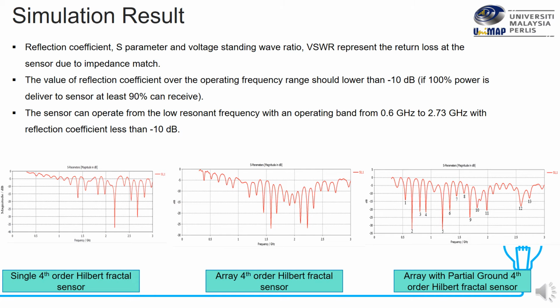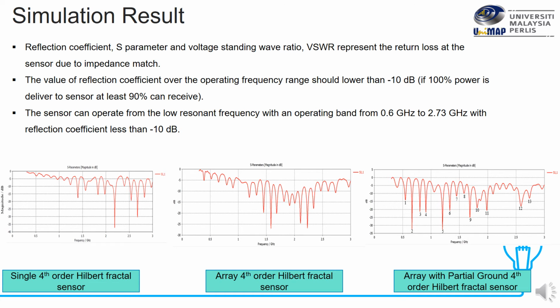For the simulation results, this paper focuses on three simulation results, which are the reflection coefficient, or S parameter, the voltage standing wave ratio VSWR, and the last one is the 2D radiation pattern. For the S parameter, the value of the reflection coefficient over the operating frequency range should be lower than negative 10 dB. In other words, if 100% of power is delivered to the sensor, at least 90% of it can be received.